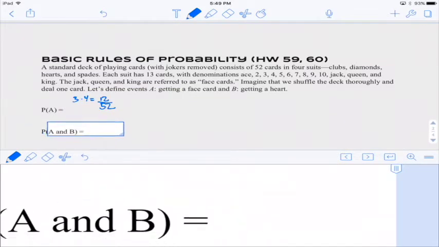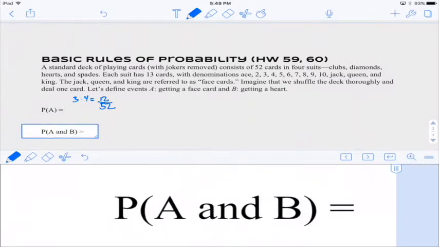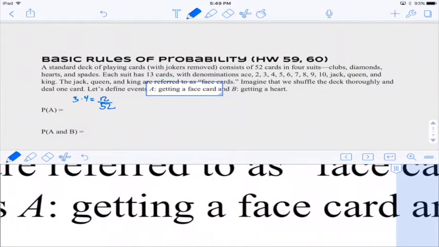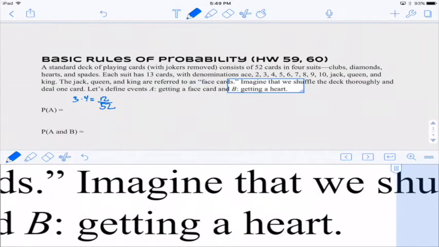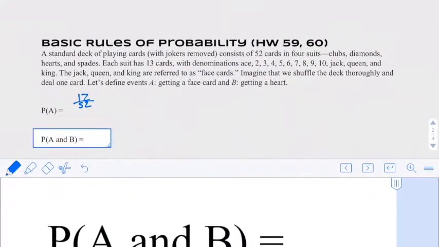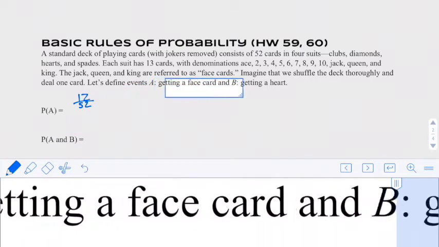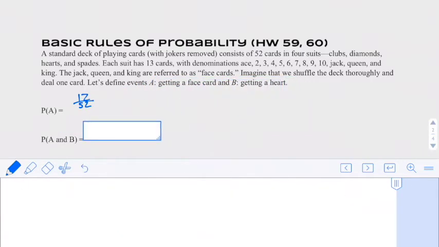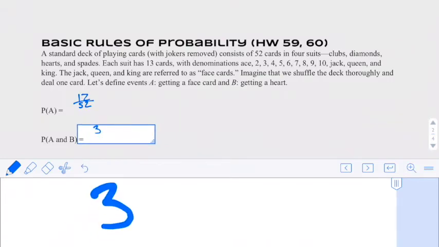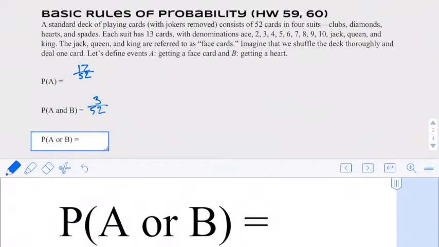Probability of A and B means that we're looking for the probability that we get a face card and that face card is a heart. Well, there's only 3 face cards that are hearts out of all 52 cards. But the probability that it's A or B is a little different.